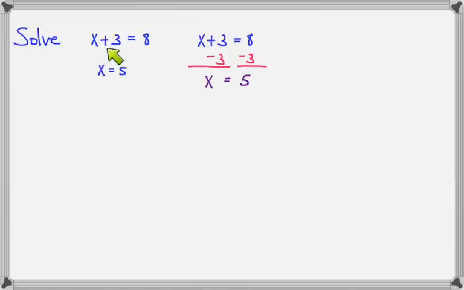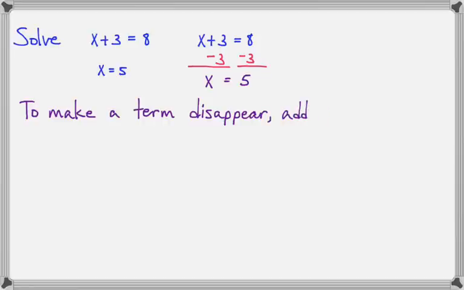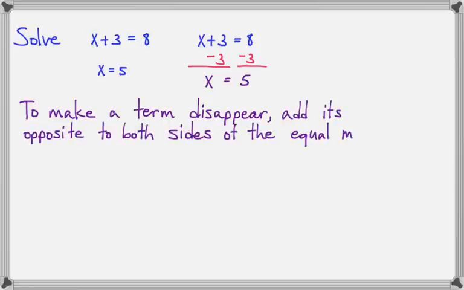Sometimes you know it by looking, but it won't be too long before they get complicated enough where you won't know by looking. So it's important for you to learn how to show the work. Make the problem tell you the answer. So again, to make a term disappear, add its opposite to both sides of the equal mark. So like I said, when you've got plus something, to make it go away, you put minus that same thing.